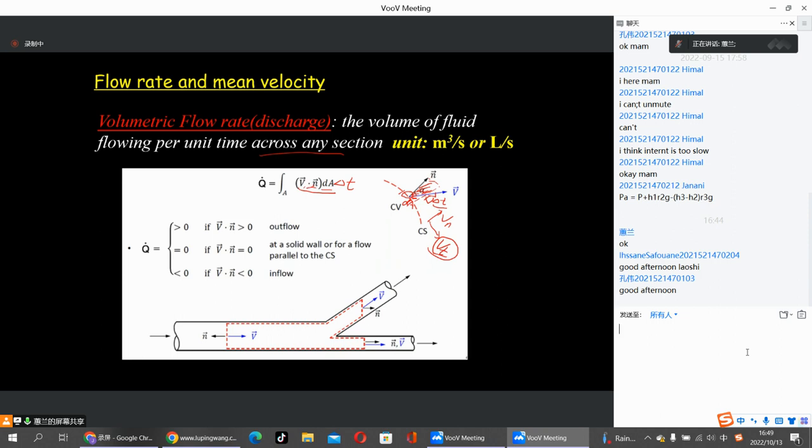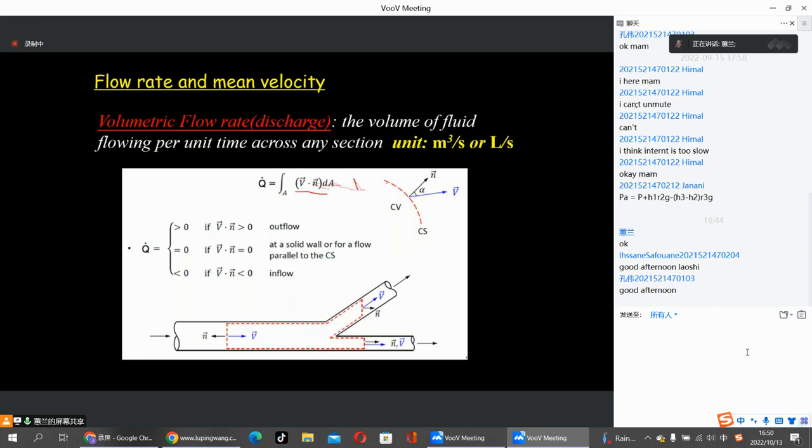That's why we use the dot product. Let's recall what we learned in theoretical mechanics: A dot B means the magnitude of A and B times the cosine of the angle between the two vectors, right? So this is the fluid volume flowing across the differential element during delta t. Because we need it per unit time, we divide by delta t, so it cancels out. That's why we finally got V dot N dA.